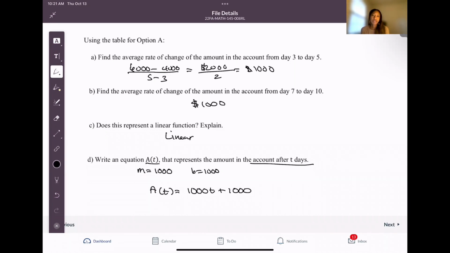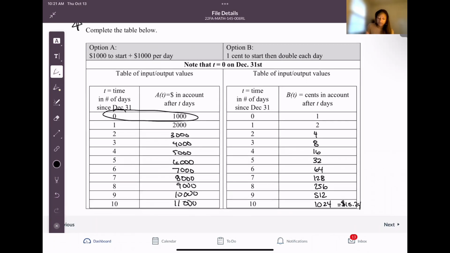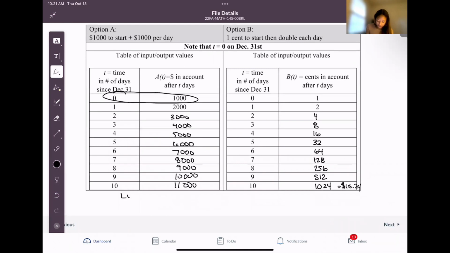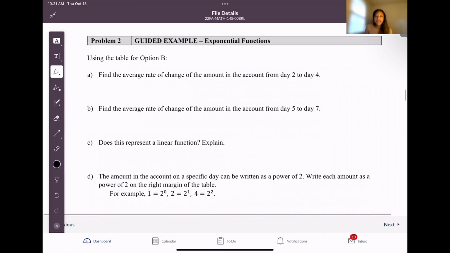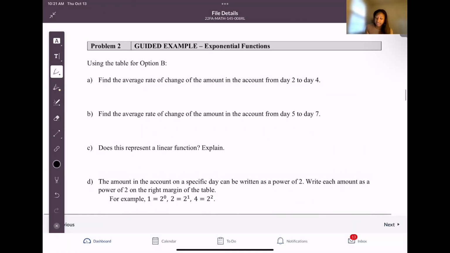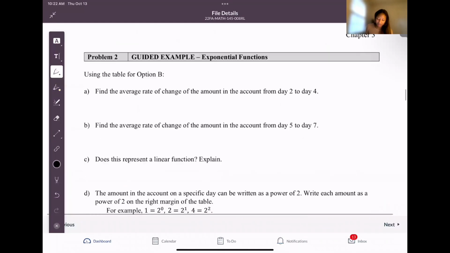All right. So the first option here, where we add the same amount over and over, $1,000, represents a linear function. But since this section is called exponential functions, I'm sure you can guess that option B must be exponential. Let's talk about what the difference is and then how we can set these things up. For option B, if we try to find the average rate of change from day 2 to day 4, so after 2 days, or on January 2nd, you have 4 cents, and on January 4th, you have 16 cents. So we're going to use that for the next part down here.